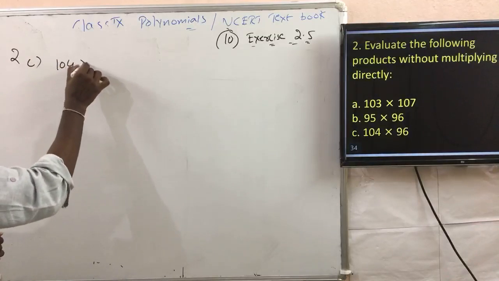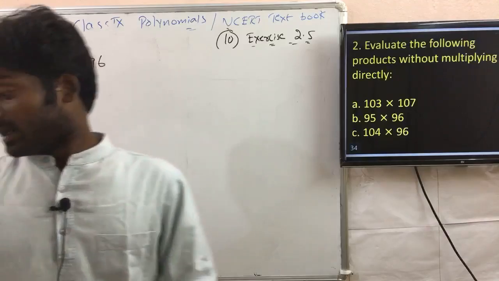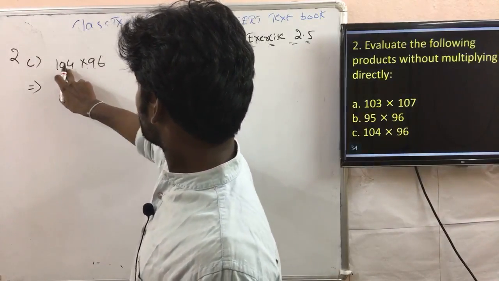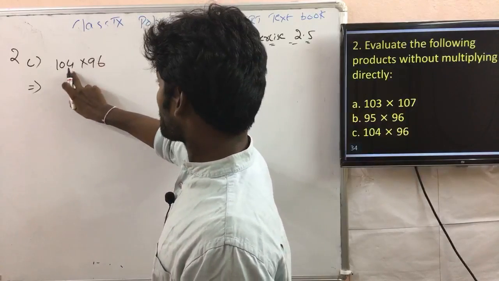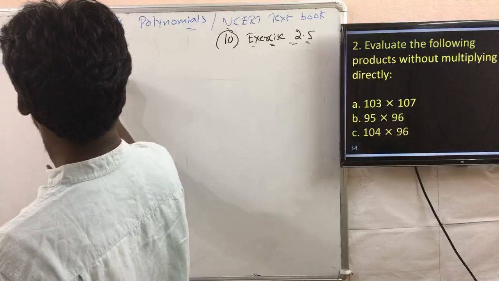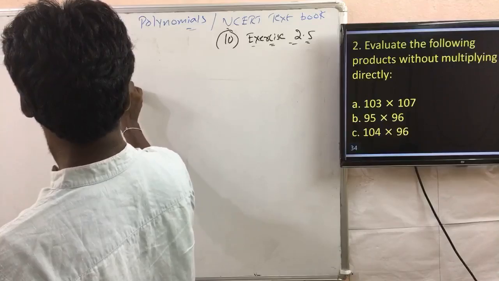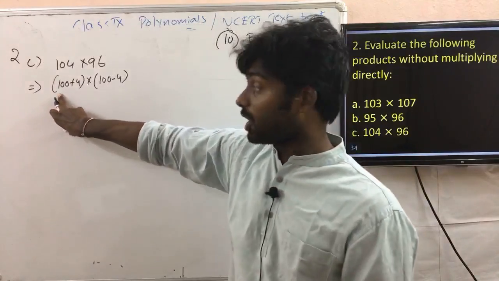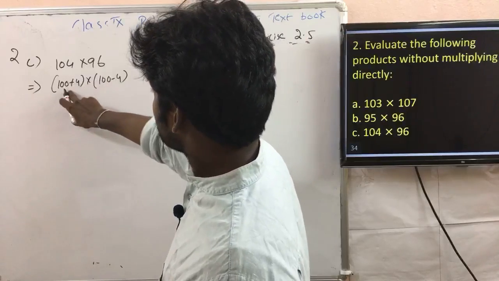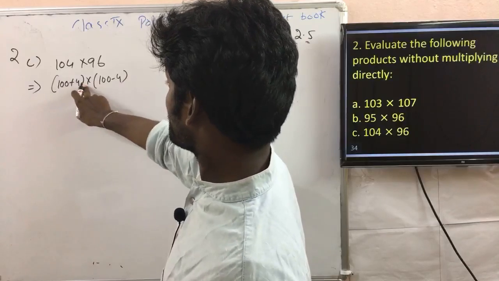Second main, third sum, 104 into 96. Observe carefully. We have to write the common nearest number for both. For 104, 100 is the nearest one, so 100 plus 4. For 96, also 100, so 100 minus 4. Now it is in the form of x plus y into x minus y. Both x and y are the same here. It is not in the form of x plus a and x plus b.